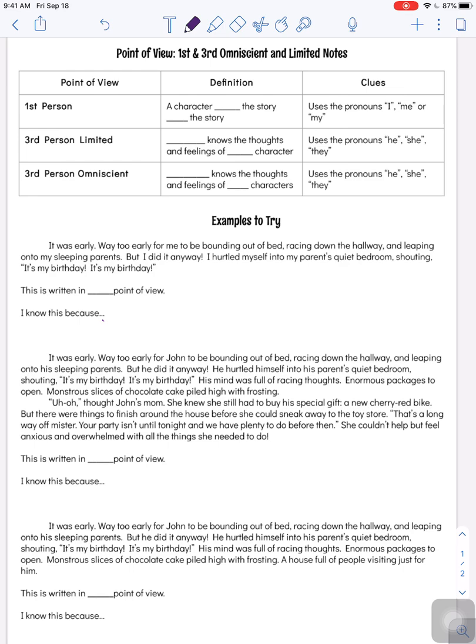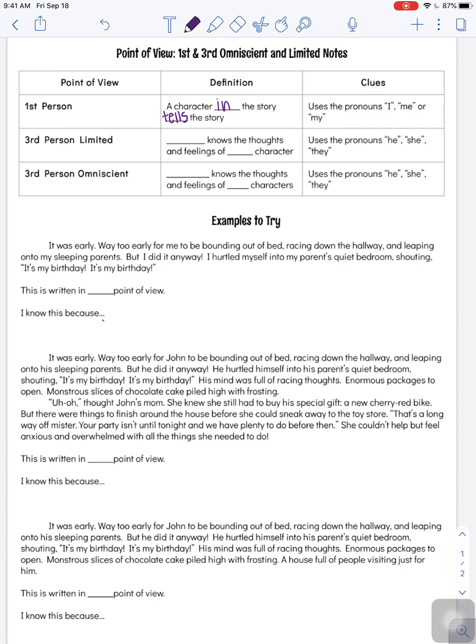So first person point of view is when a character in the story tells the story. And because a character from the story is telling the story, we will see pronouns like I, me, and my.